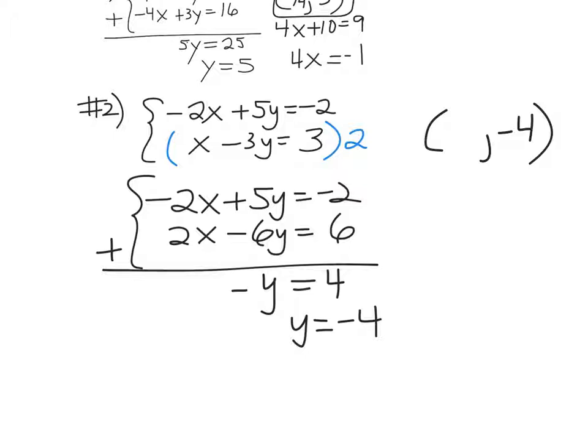Now let's plug that back in, and you can plug it into any of the equations up here. They're all going to work. I would probably plug it into this one right here before I multiplied and made it big numbers. I would go x plus 12 equals 3. So then x would be negative 9. I solved that okay, right? Negative 9.